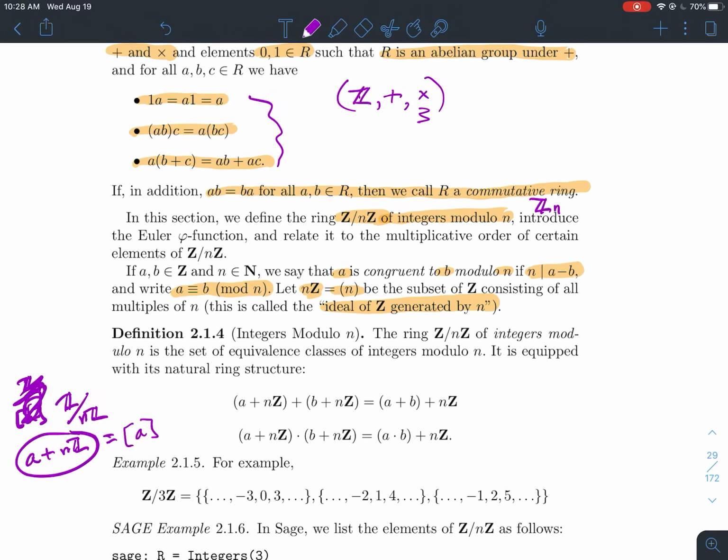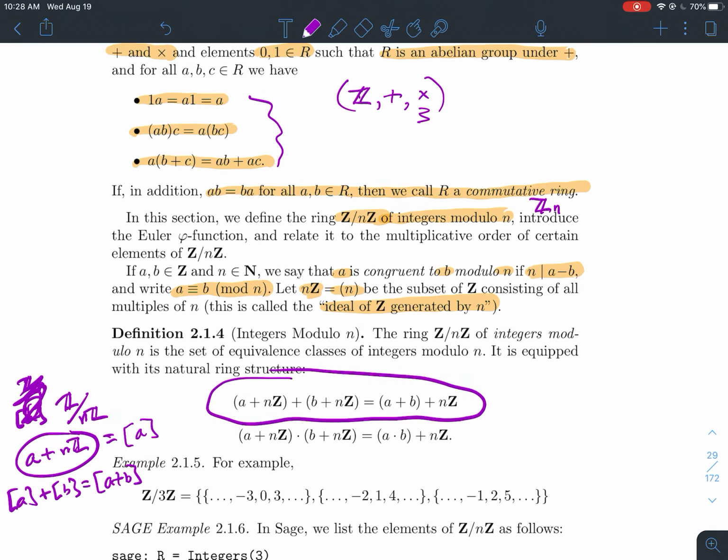Maybe you recall from the proofs class, how do you add, say, A plus B? How do you add two equivalence classes to each other? You just add the representatives, A plus B. And what is this trying to say to do? This is saying exactly that, just in a slightly different language with different notation. So this says to add two elements of this ring, just add the representatives. So notice this nZ is just going to always be tacked on at the end.